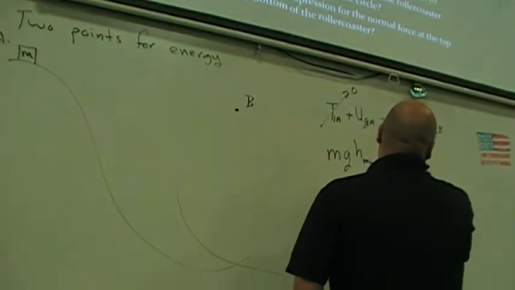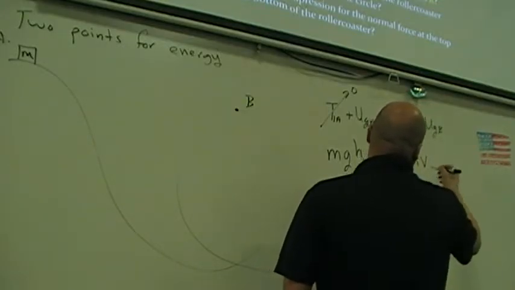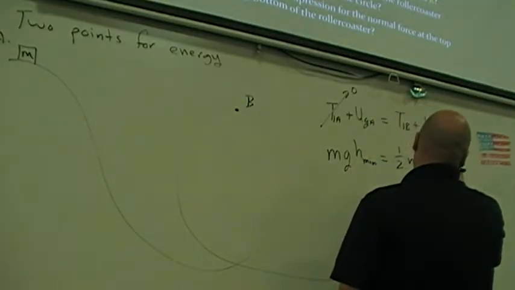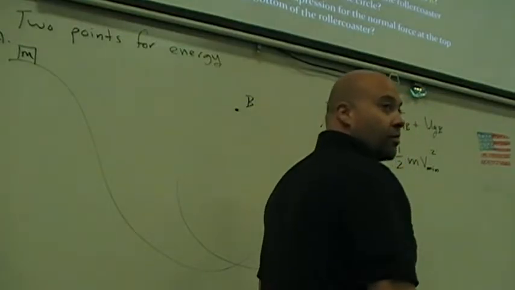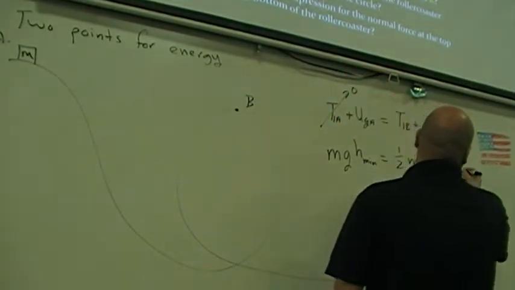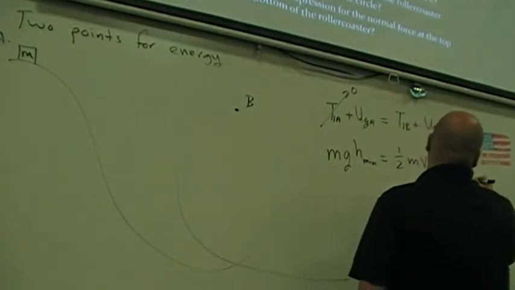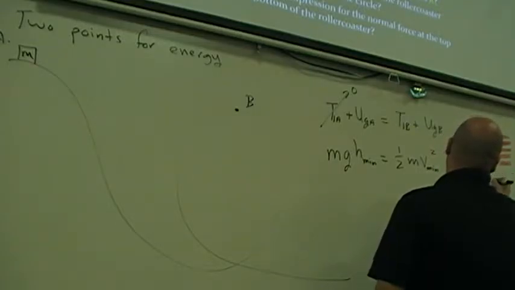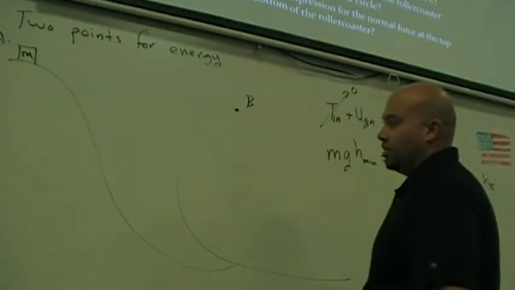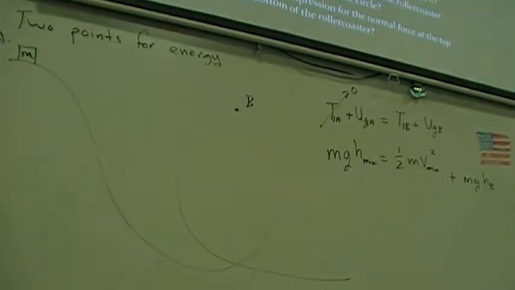T1B is going to be 1/2 M V min squared plus M G H B. Okay, so we looked at the different types of energy that were non-zero between points A and points B.